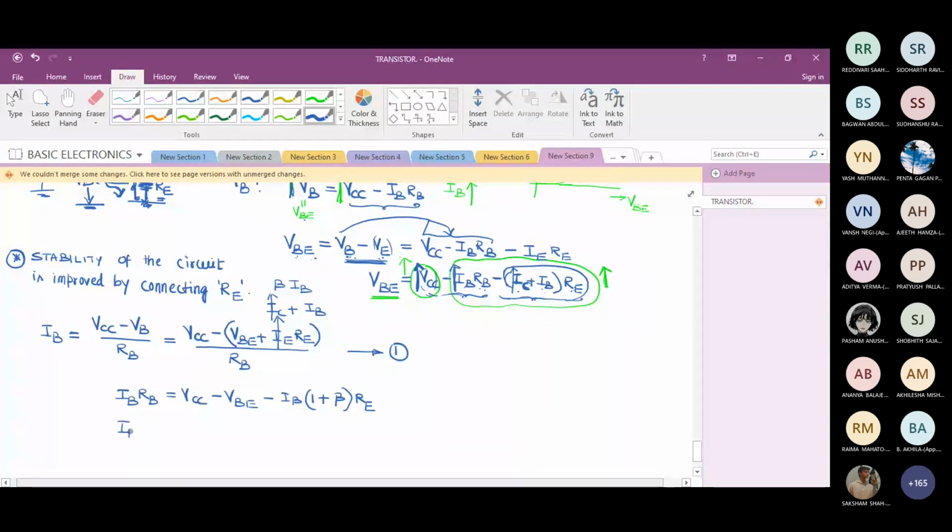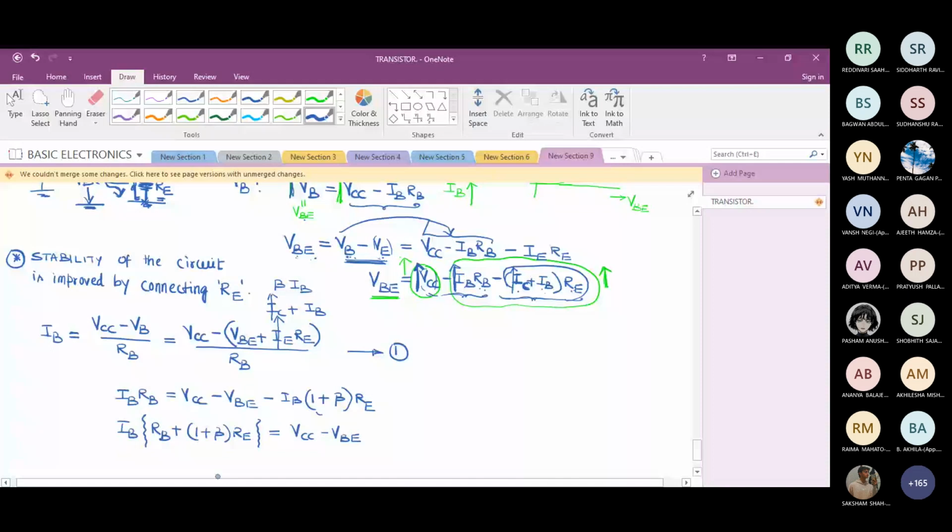Okay. Now, IB, I can take it common, the left side IB. And can I push this right side IB coefficient to the left side and write it as RB plus 1 plus beta times RE? Just check. And on the right side, we have VCC minus VBE. Is it okay? Yes, sir.